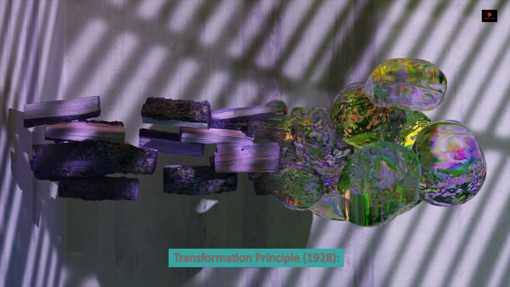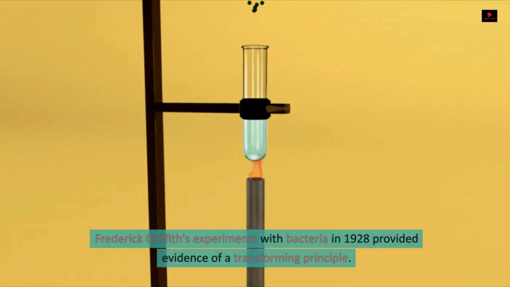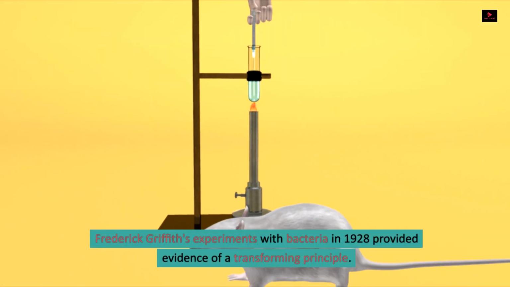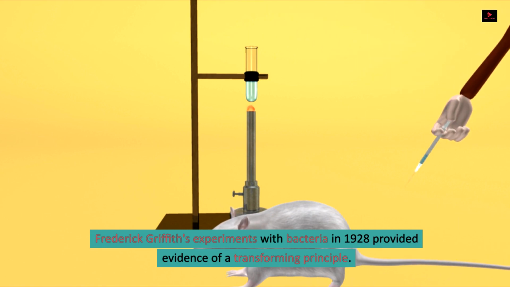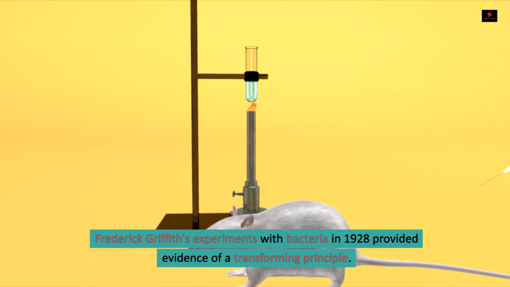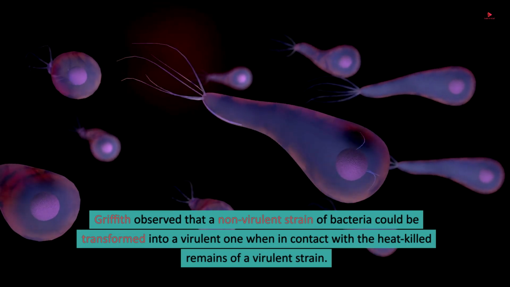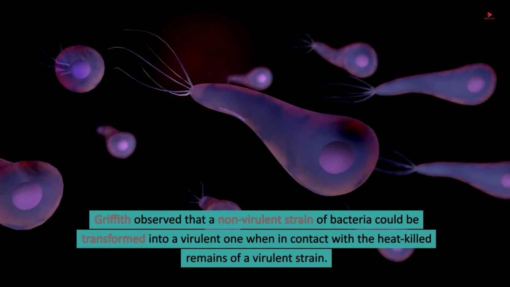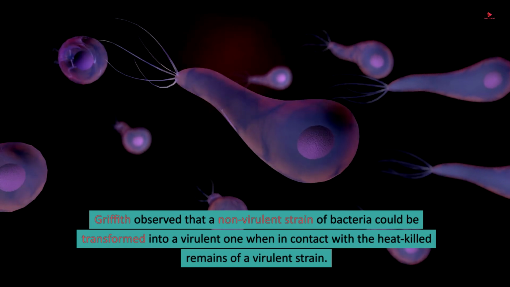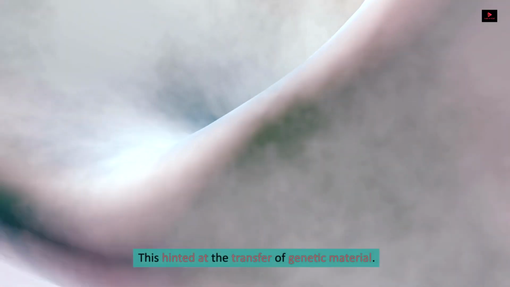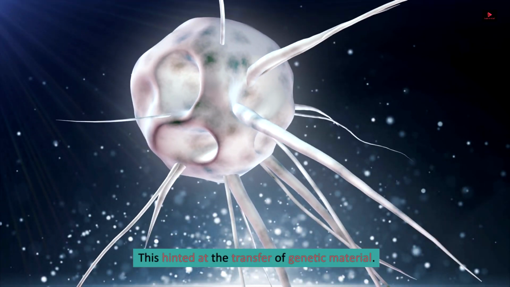Transformation principle, 1928. Frederick Griffith's experiments with bacteria in 1928 provided evidence of a transforming principle. Griffith observed that a non-virulent strain of bacteria could be transformed into a virulent one when in contact with the heat-killed remains of a virulent strain.